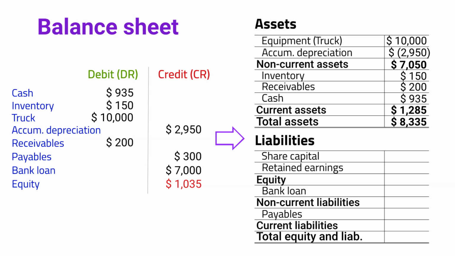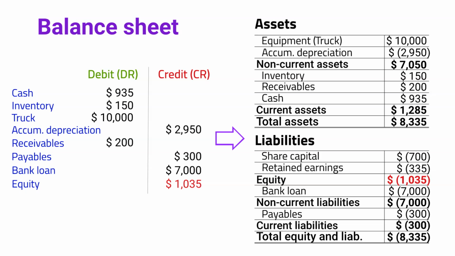8,335. Now liabilities. Share capital 700. Retained earnings 335, composed of 300 before and 35 of profits for the current period. Total equity 1,035. Bank loan 7,000. Non-current liabilities 7,000. Accounts payable 300. Current liabilities 300. All of these adds up to total equity and liabilities of 8,335, which equals total assets, balanced.